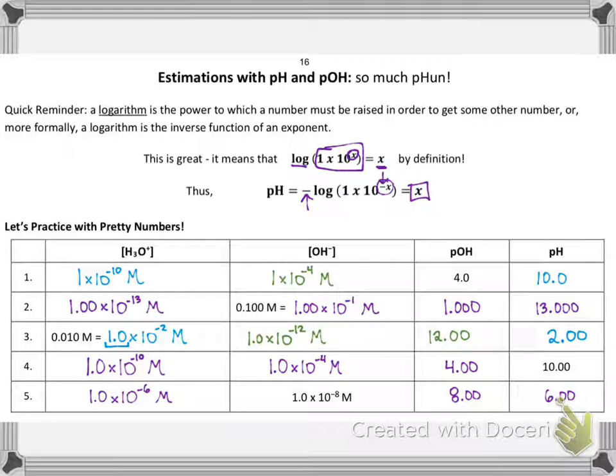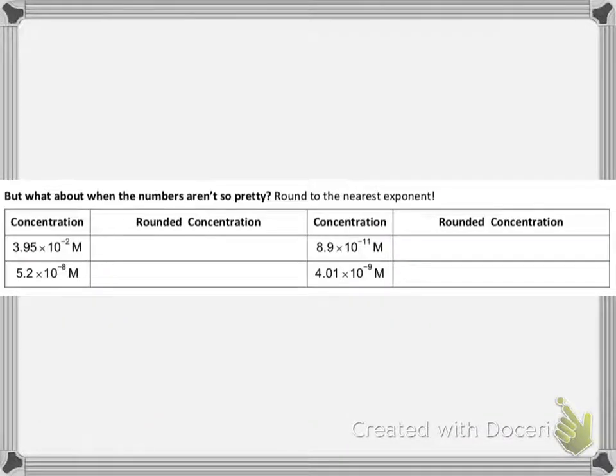Remember, we're looking for easy numbers when we're doing math without a calculator. So the goal is to round either up to 10 or down to 1, whichever one is closest to your coefficient. So if you had a number like 3.95 times 10 to the negative 2, you're just going to say that's about equal to 1 times 10 to the negative 2.